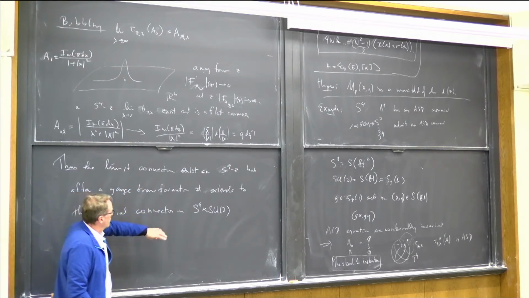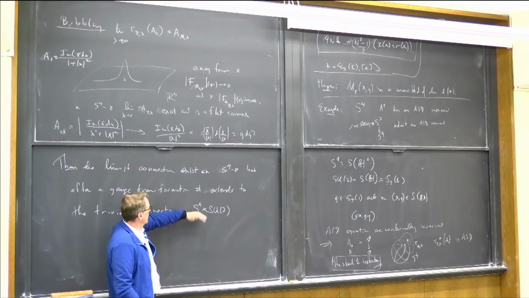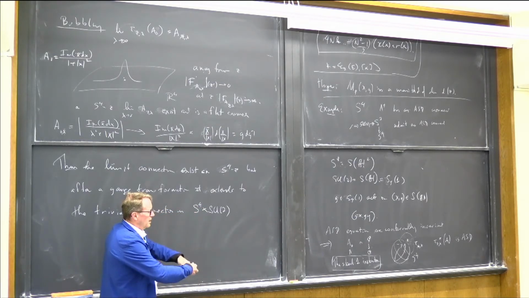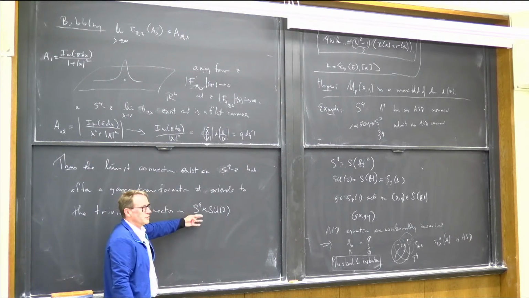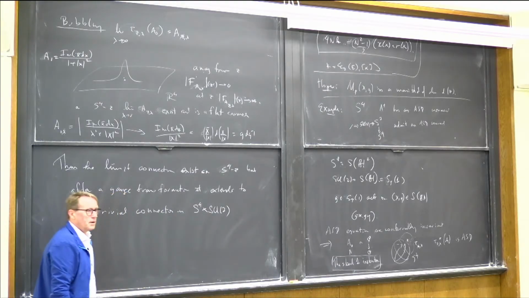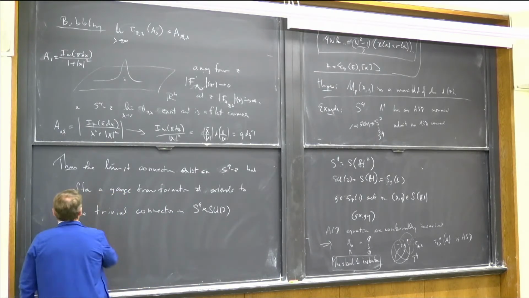You know, when you bubble in the pseudo-holomorphic curve story, you're changing the homology class of the pseudo-holomorphic curve. Here, you're changing the topology of the bundle. Right.